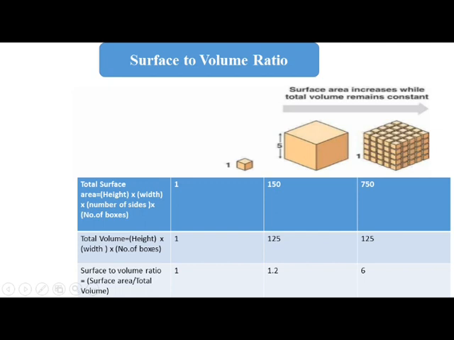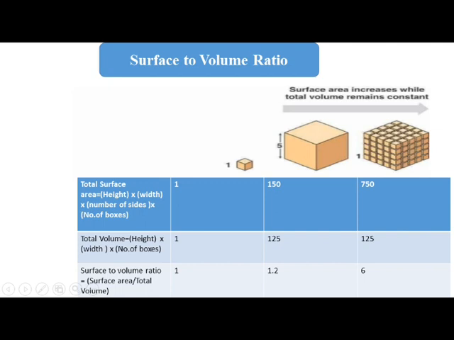By seeing this, you can see that the total volume has not changed in the second and third cases. That means the total volume remains constant, but the surface area is increased as we have reduced the size. That is, we have cut the cube into 125 cubes, so the surface area is increased here.